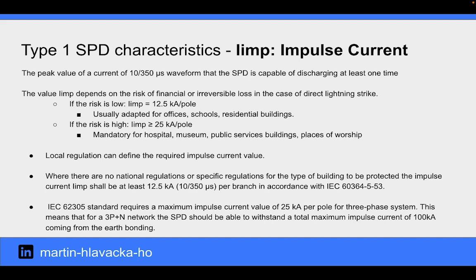This value is usually adapted for offices, schools, and residential buildings. If the risk is high, the impulse current value is equal to 25 kA per pole. This value is mandatory for hospitals, museums, public service buildings, and places of worship. Local regulation can define the required impulse current value.